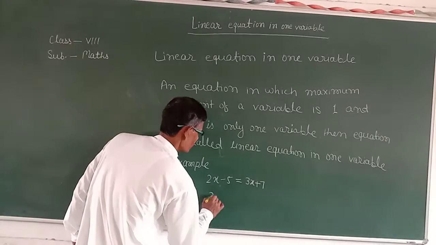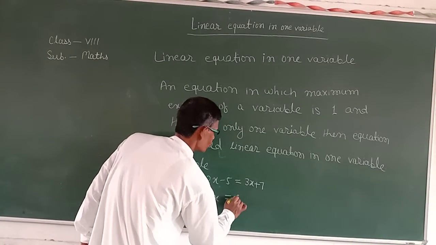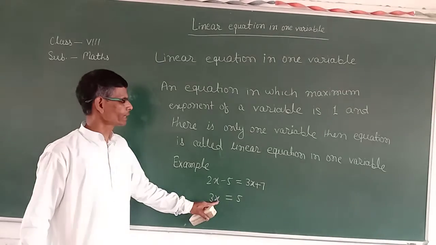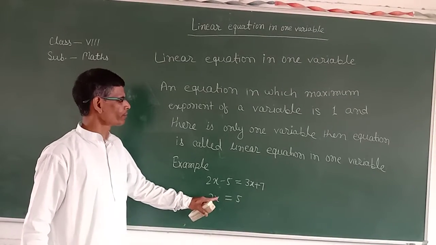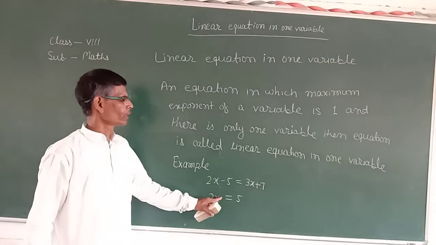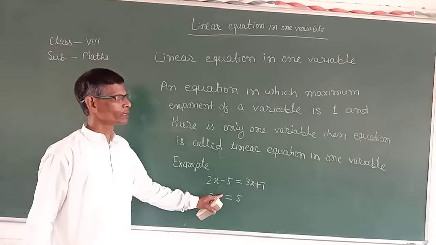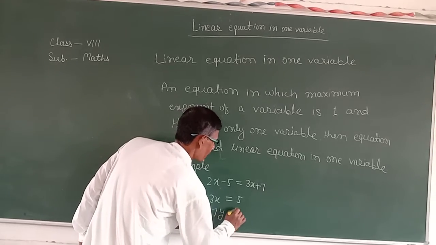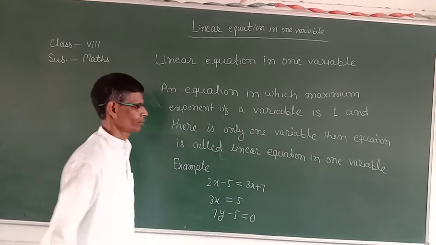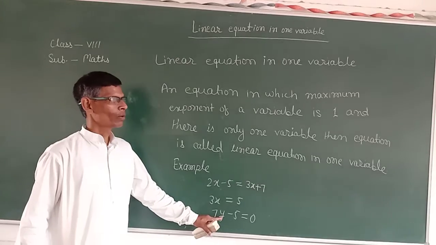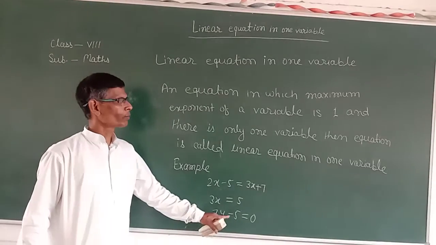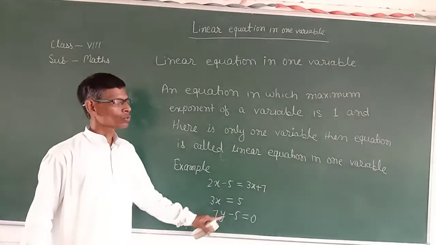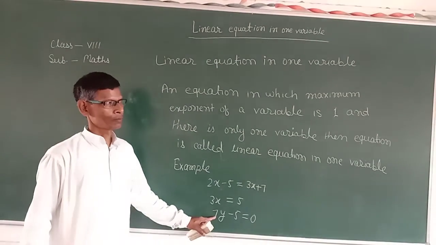Similarly 3x equal to 5. Only one variable x is present and maximum exponent here not shown, so it is 1. Another, 7y minus 5 equal to 0. Here variable y present, only one variable y, also exponent is 1, so it is linear equation.